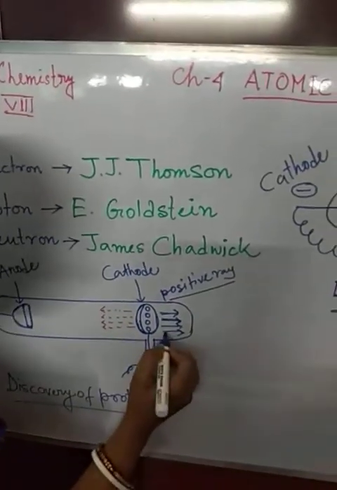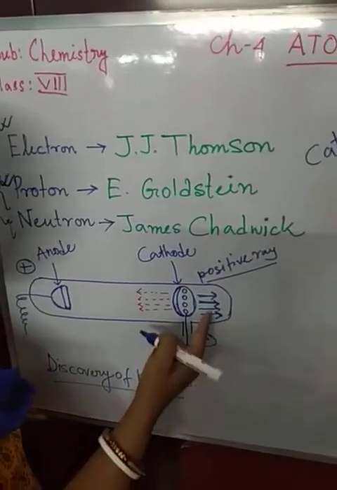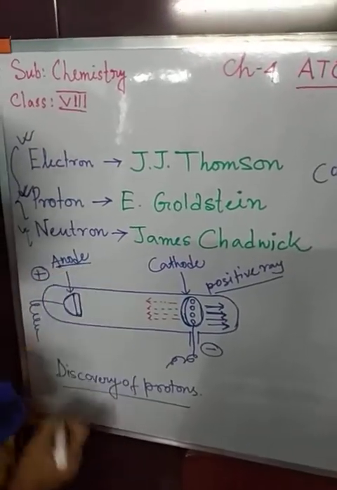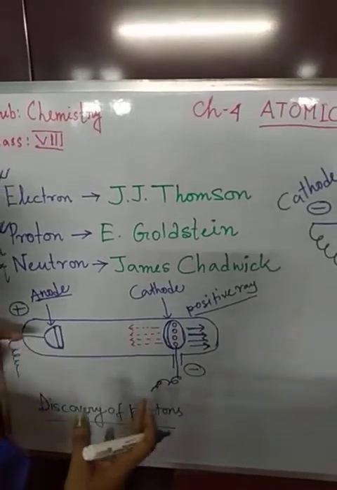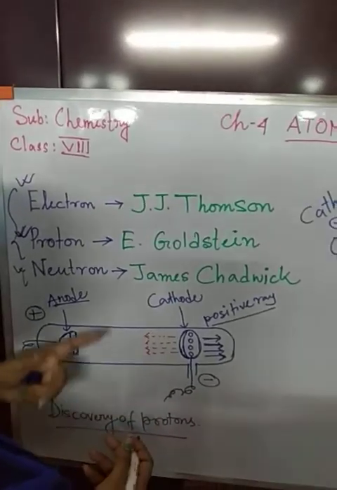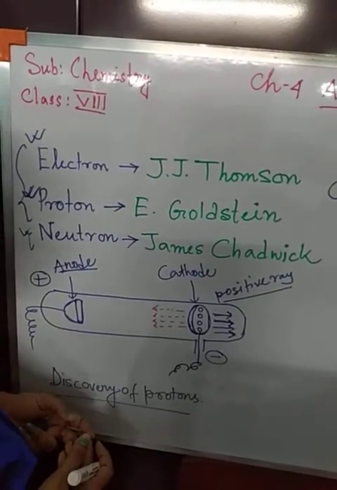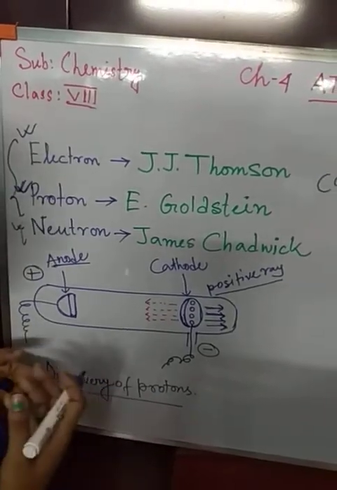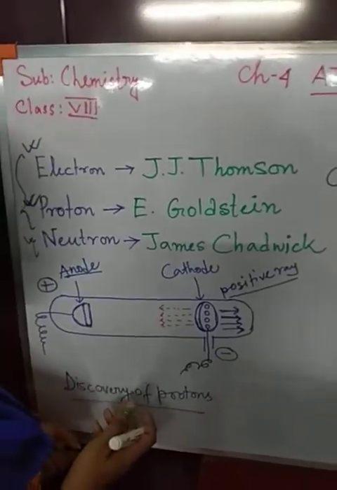With this blue arrow I have shown the positive rays, or the anode rays. As the anode rays have all the properties just opposite to the cathode rays, or the electrons, they were named protons, which have positive charge. As electrons have negative charge, it is opposite, which means they must have positive charge.